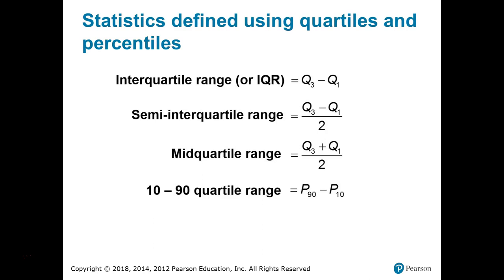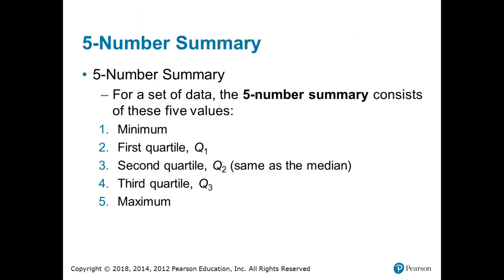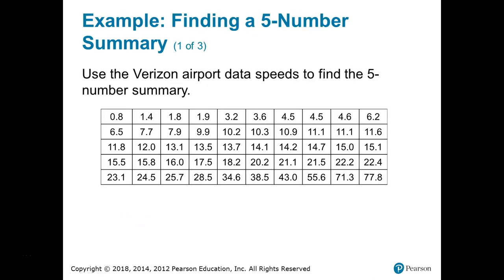So here are some other values and their corresponding equations: interquartile range, semi-quartile range, mid-quartile range, and the 10 minus 90 quartile range. Once we can get all those values, we are going to create a 5-number summary. For a set of data values, the 5-number summary consists of these 5 values: Q1, Q2, Q3, the minimum and the maximum. Nothing too crazy. And we are going to be working towards plotting these on a box plot, as you may remember from your algebra days.